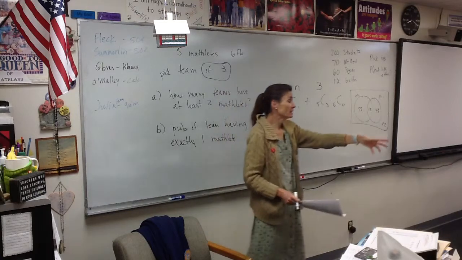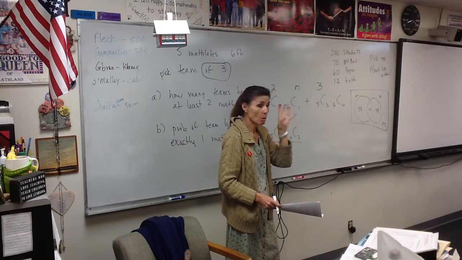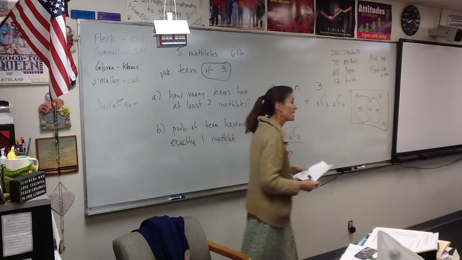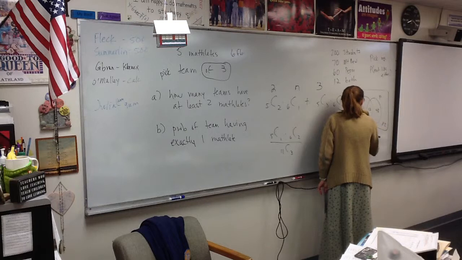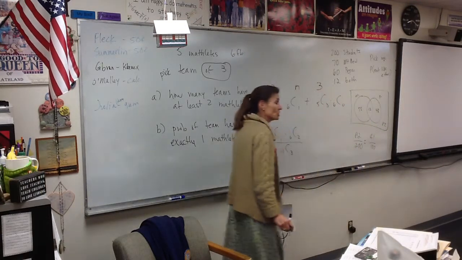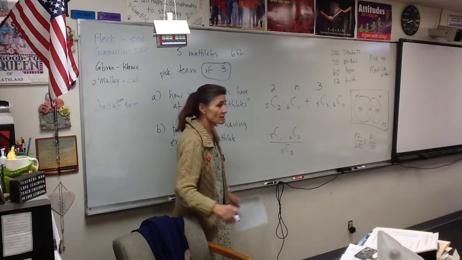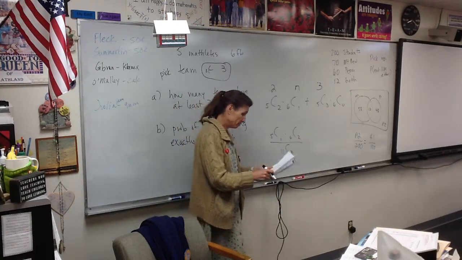So if I randomly just reach in and grab a kid, what's the probability he won't like anything? 82 over 200. Which you're going to want to reduce. If your answer is a fraction, you're going to want to reduce it. Of course, if the answer is a decimal, it doesn't matter. Okay?